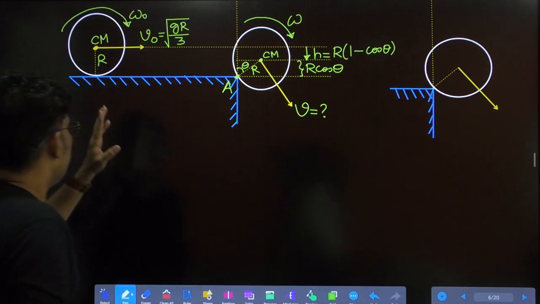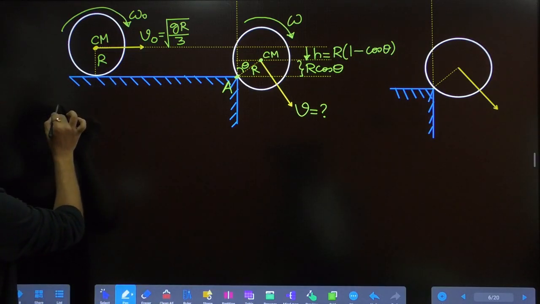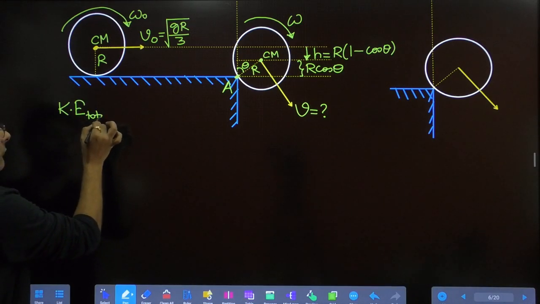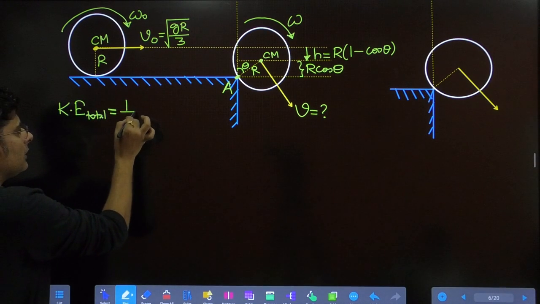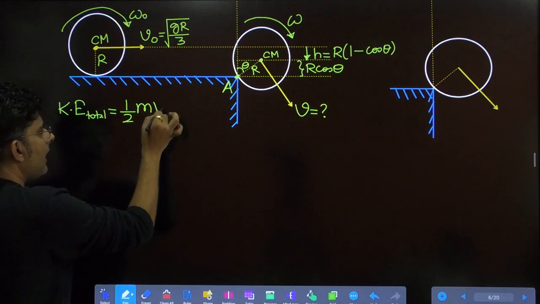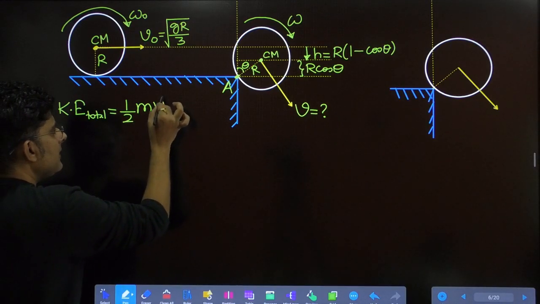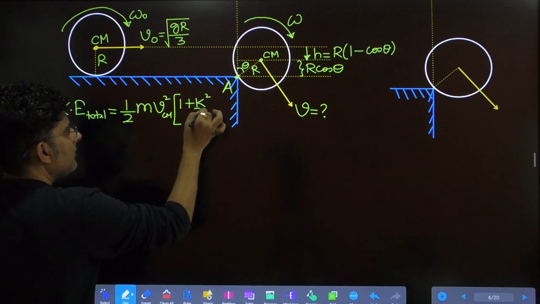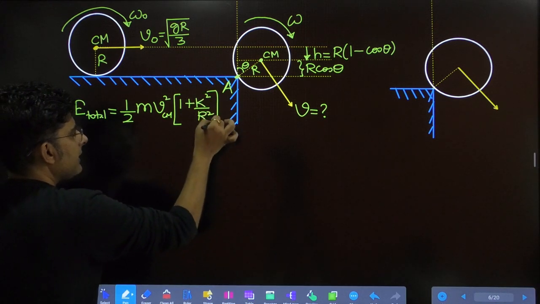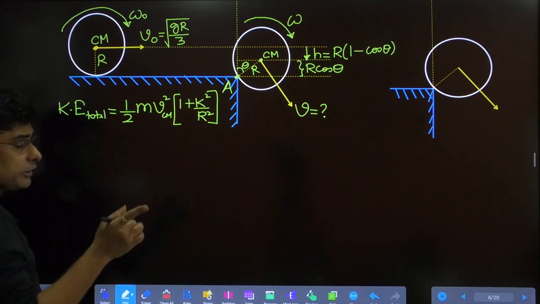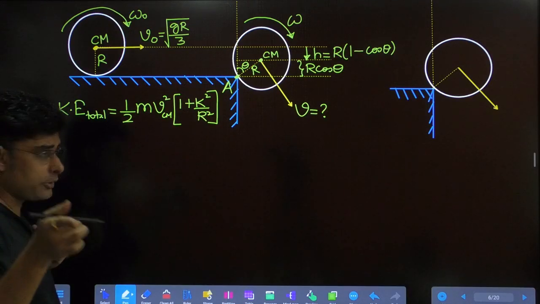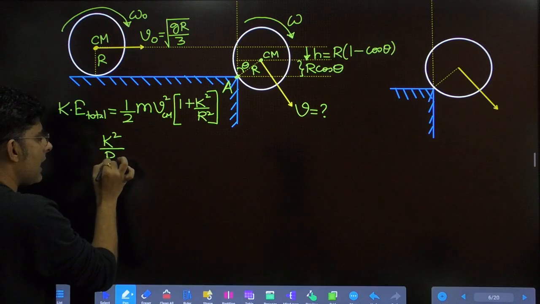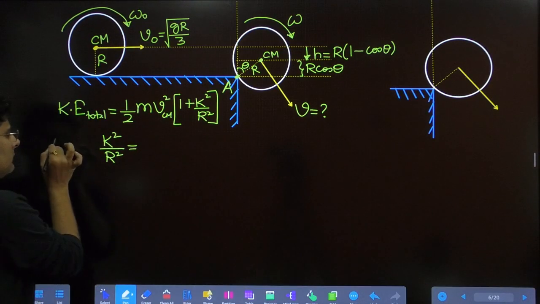Fine. Here if we see the total kinetic energy, we know for a rolling body the total kinetic energy is half m vcm square into 1 plus k square by r square, where k is the radius of gyration. For a solid cylinder, k square will be how much? R square by 2. So for solid cylinder, k square upon r square will be how much?